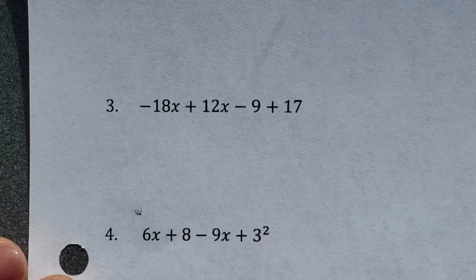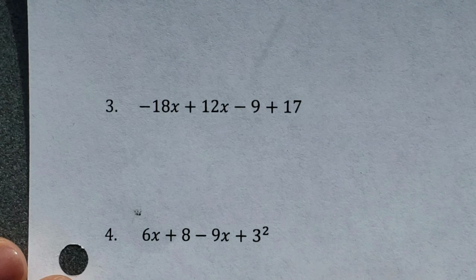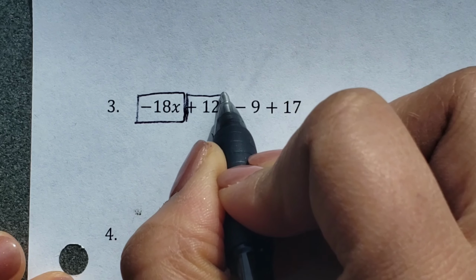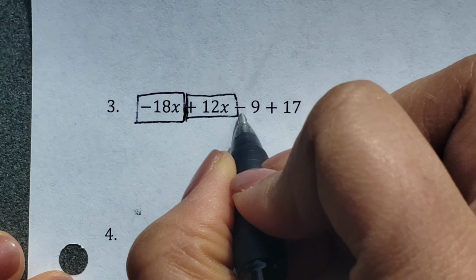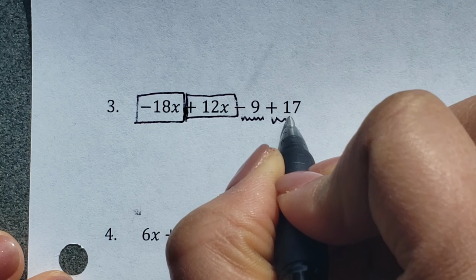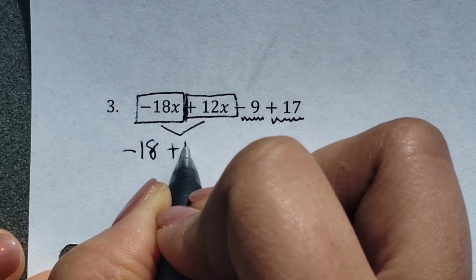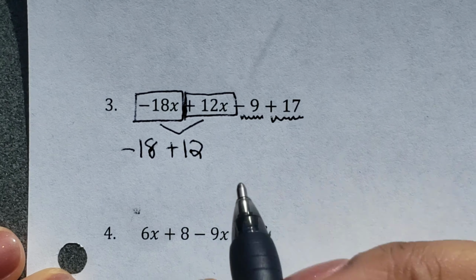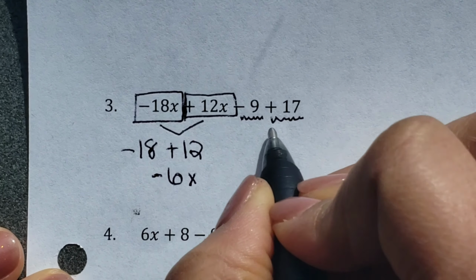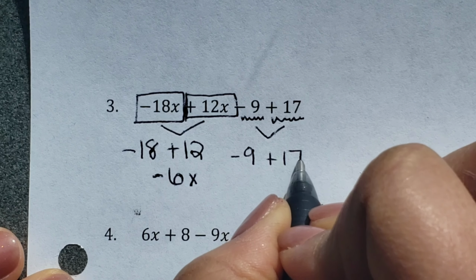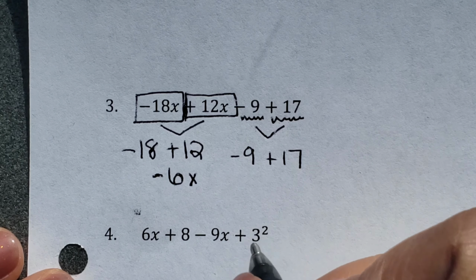Let's jump right into number 3. For these, I like to use boxes and squiggles because it really helps me look at all the x's and then all the ones that don't have x. So first, that negative 18 and that positive 12 both have an x variable attached to it. When I do negative 18 plus 12, I'm going to get a negative 6 and that x is still going to be attached. When I do negative 9 plus 17, I'm going to get a positive 8.